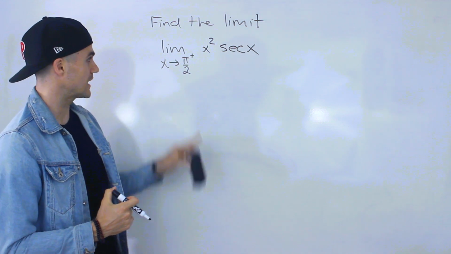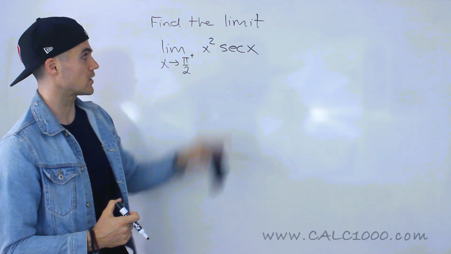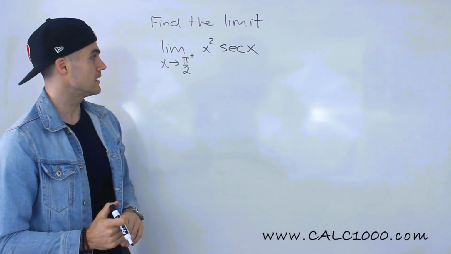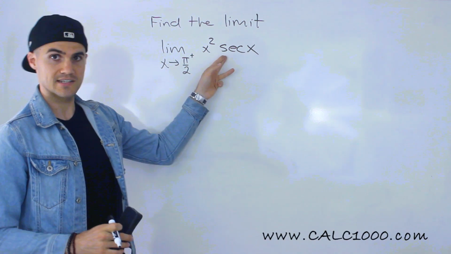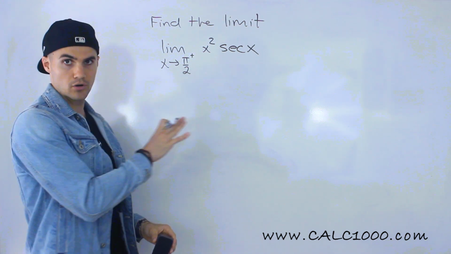Moving on with another example dealing with infinite limits. We have to find the limit as x approaches pi over 2 from the positive side of the function x squared times secant x. Now notice secant x is a reciprocal trig function.